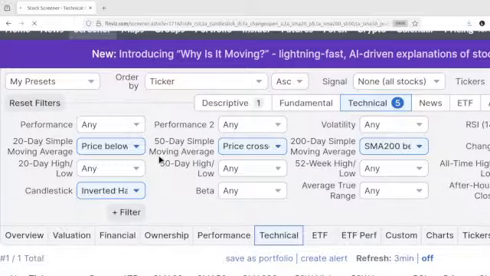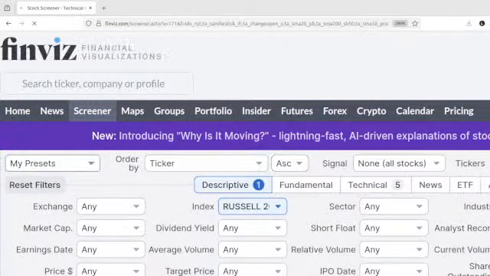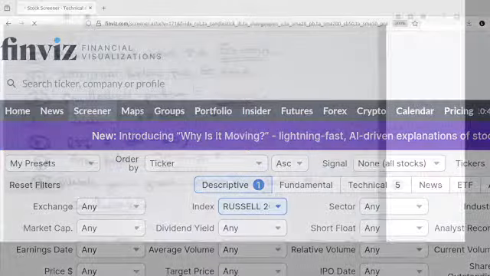So we can change the pattern again. Maybe we can try a different index. Let's see if we can try a different index. Okay. Just check this.